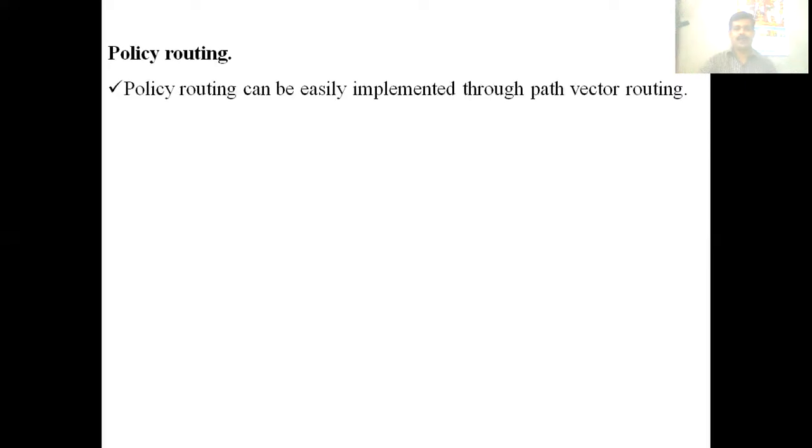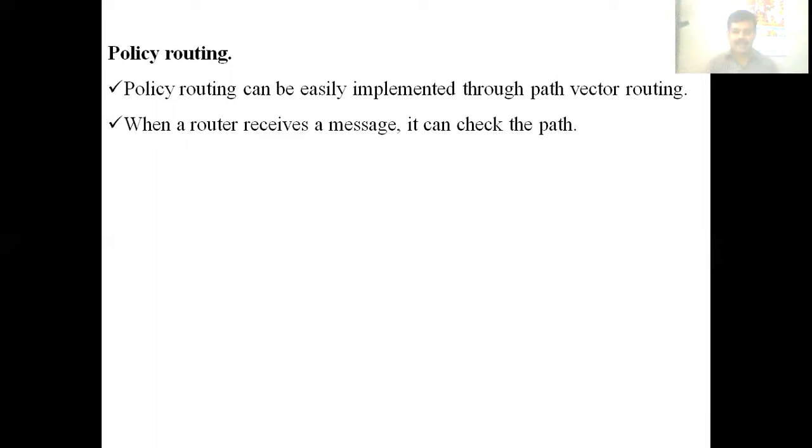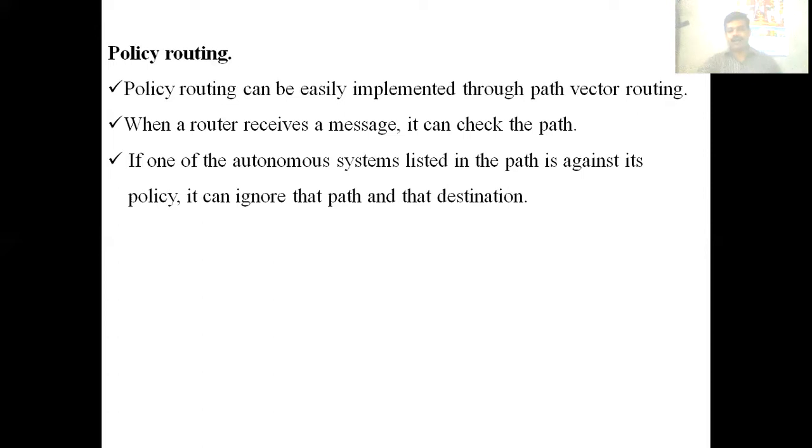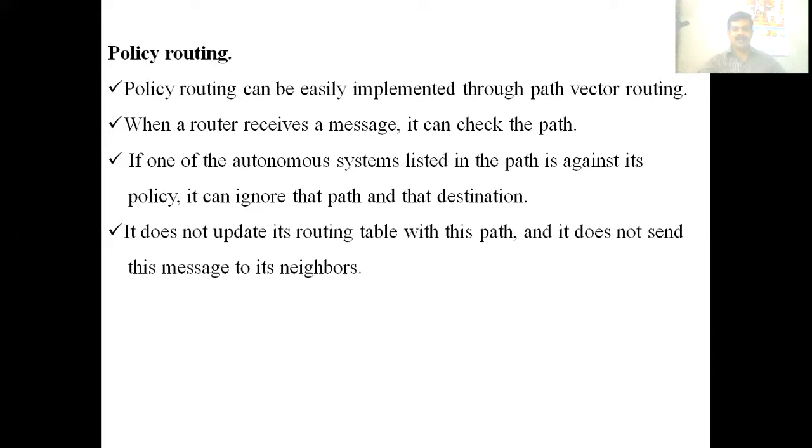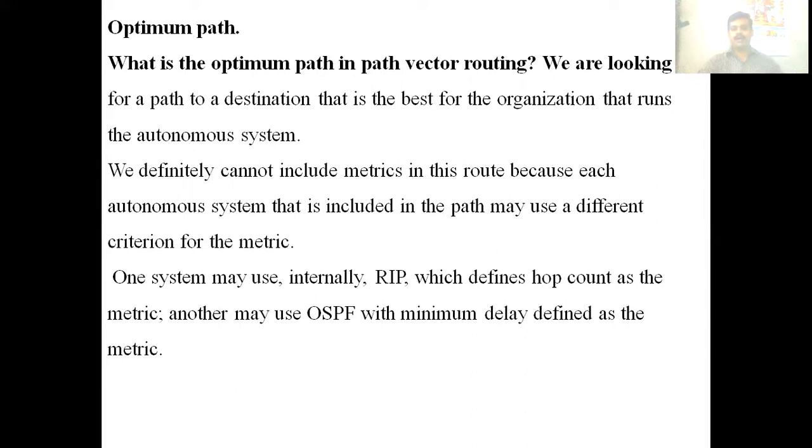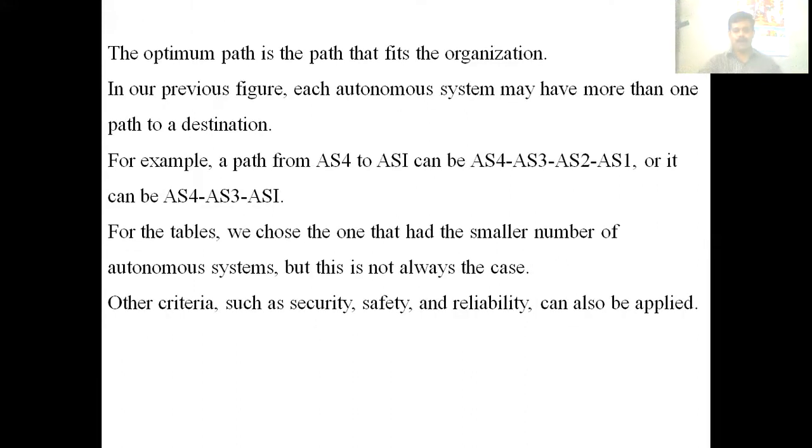Policy routing can be easily implemented in path vector routing. When a router receives a message, it can check the path. If one of the autonomous systems listed in the path is against its policy, it can ignore that path and that destination. It does not update its routing table with this path, and it does not send this message to its neighbors. Optimum path depends upon the autonomous system.